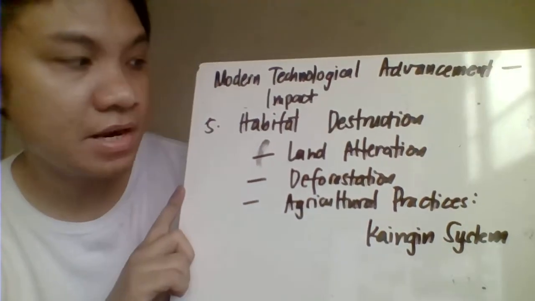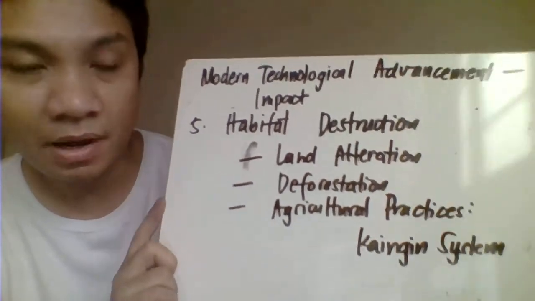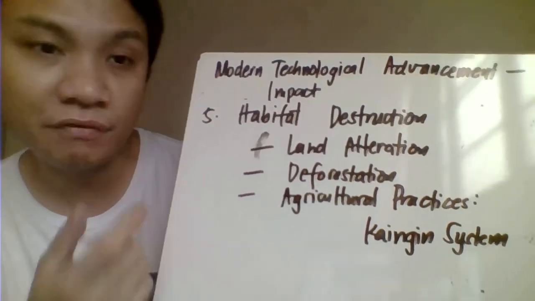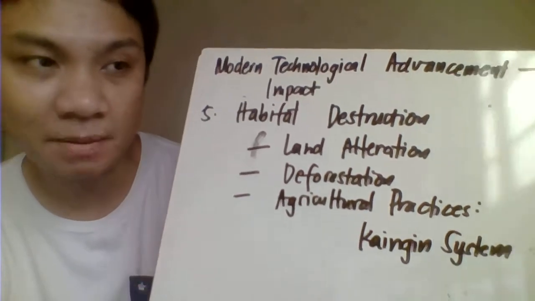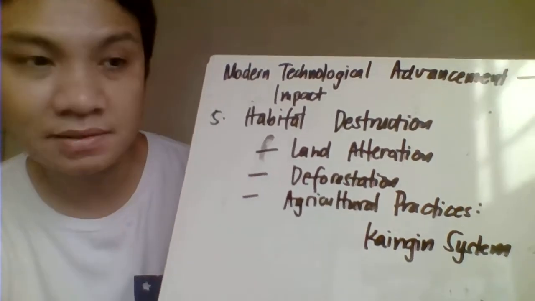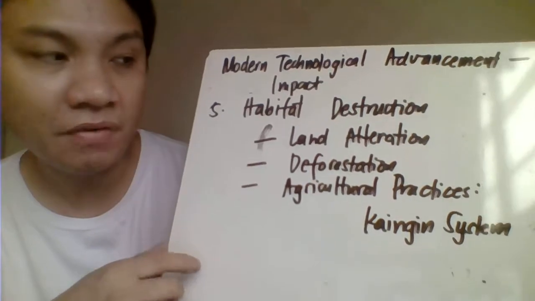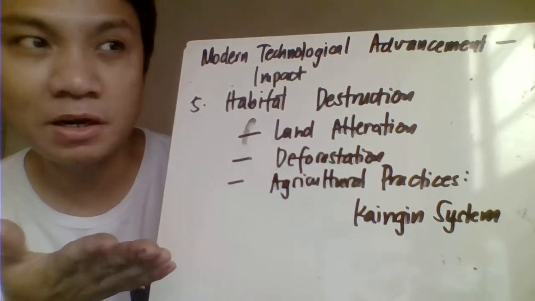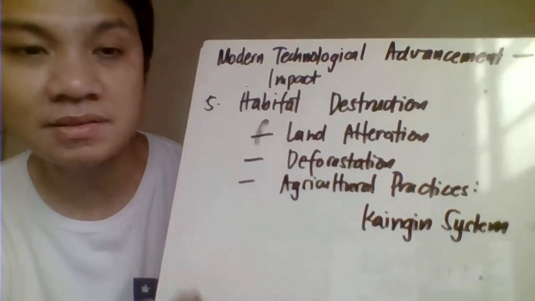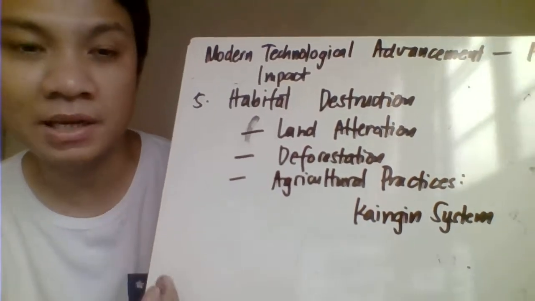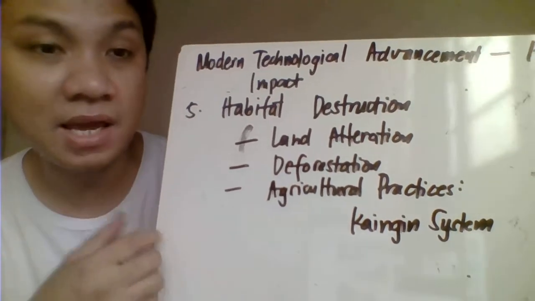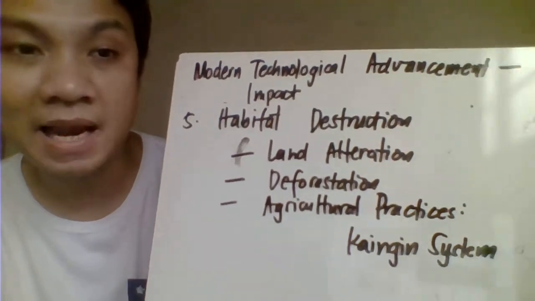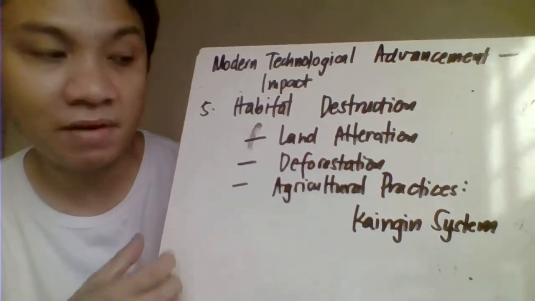Okay, and lastly, we have habitat destruction. Habitat destruction may take the form of land alteration. When we say land alteration, you are converting, for example, agricultural land into a subdivision. With that, you need to cut trees. That's deforestation. Deforestation would eventually destroy the forest and the trees, and therefore they will no longer provide shade to the people. And we also lose protection in case of a landslide or even a flood.